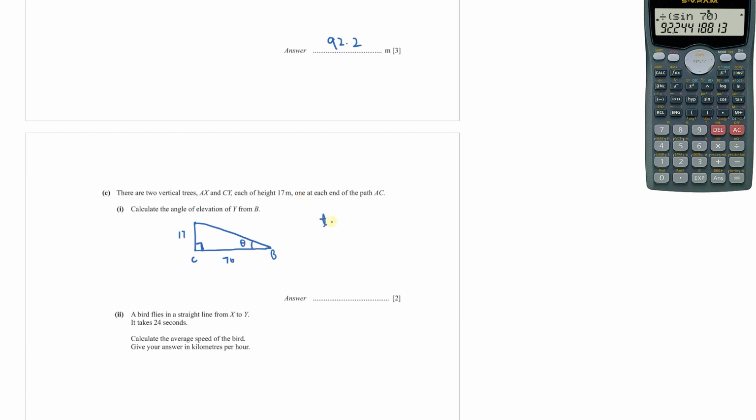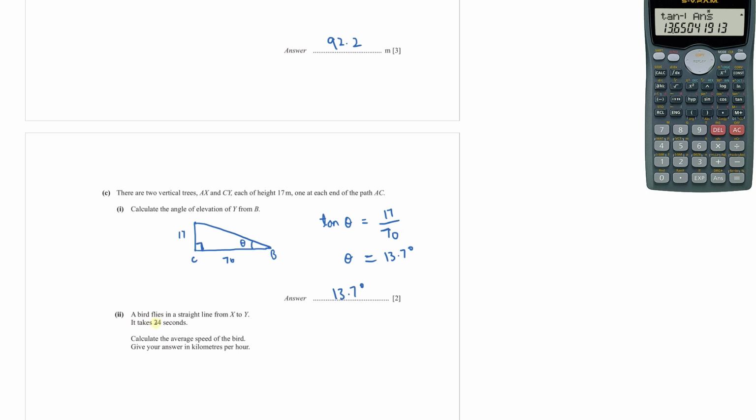So you can use tan of theta equals perpendicular over base. Perpendicular is 17, base is 70. So theta will be, let's calculate it, 17 divided by 70, and then you take the tan inverse. So this is up to 1 decimal point. I will write 13.7. So the angle of elevation, this theta, is 13.7 degrees.